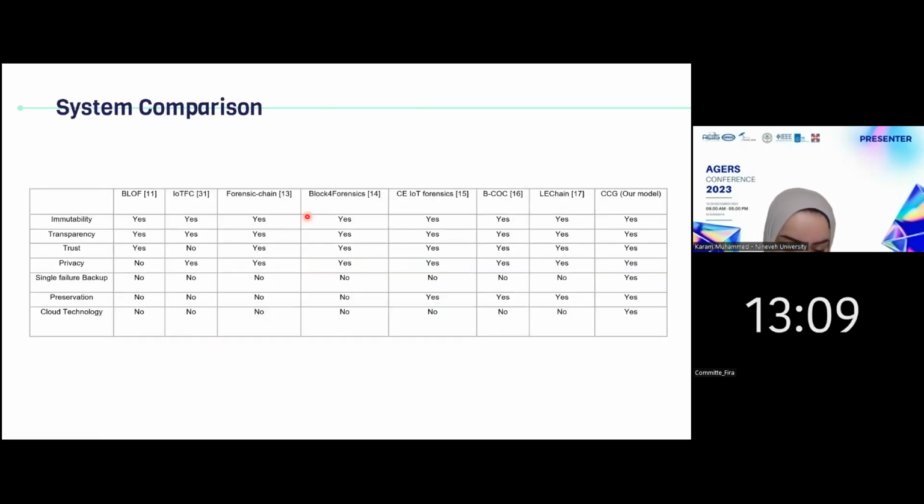Here we conducted a comparison between our system and other digital evidence preservation systems that have utilized blockchain technologies. CCG distinguishes itself by key features like preservation technology and single failure backup. With single failure backup, our system enhances reliability by preventing a single point of failure. Also, in preservation technology, it incorporates advanced preservation and cloud technology, setting it apart from other systems.